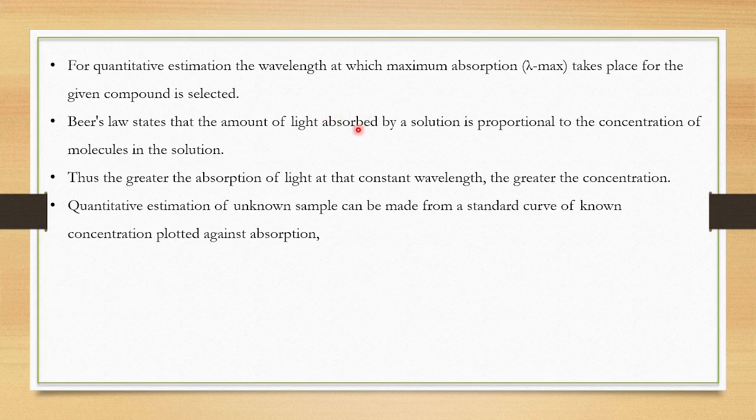Thus, the greater the light absorption at a constant wavelength, the greater the concentration. Quantitative estimation of an unknown sample can be made from the standard curve of known concentrations plotted against the absorption.